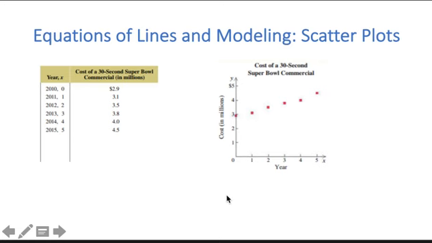Okay? And so what we want to know is, can this be modeled with a line? Can we draw a line that's going to predict what's going to happen in the future? And the answer would be yes. You can see it's not going to fit perfectly, but this straight line is pretty close to what all these points are on. So we would say that this is a scatter plot that can be modeled with a linear function. The graph does appear to be linear.